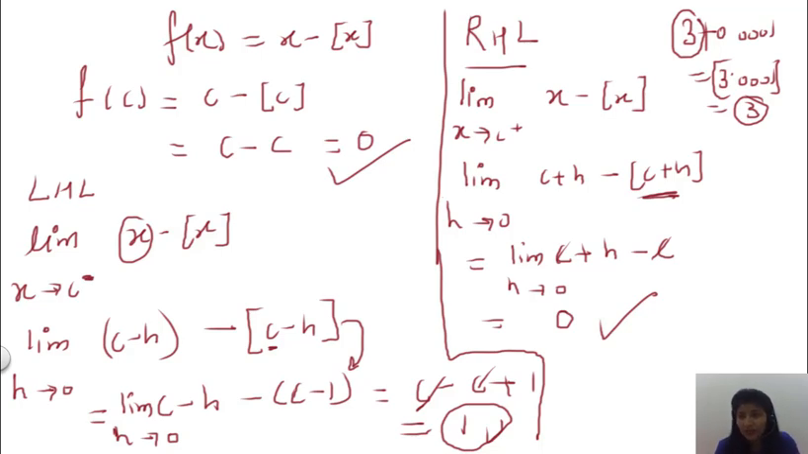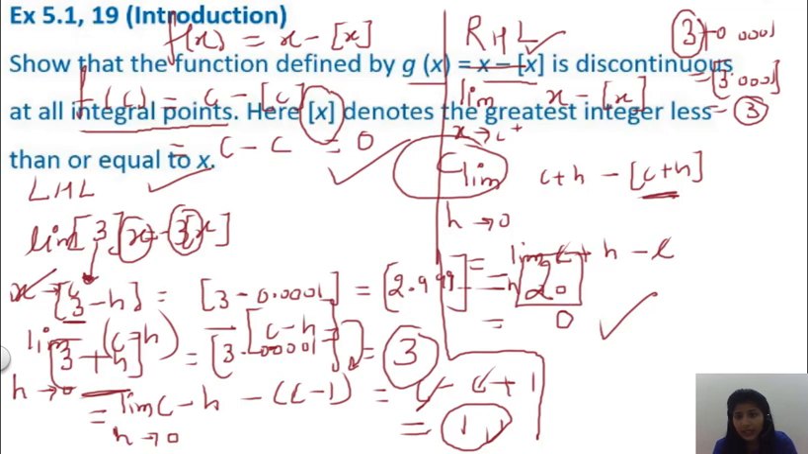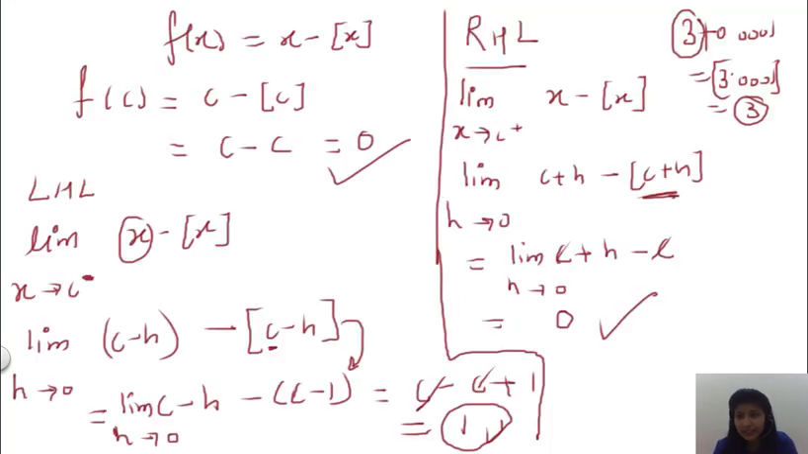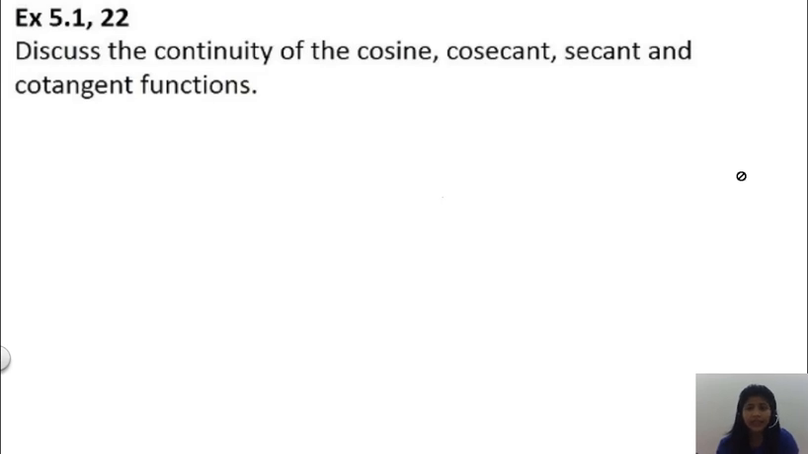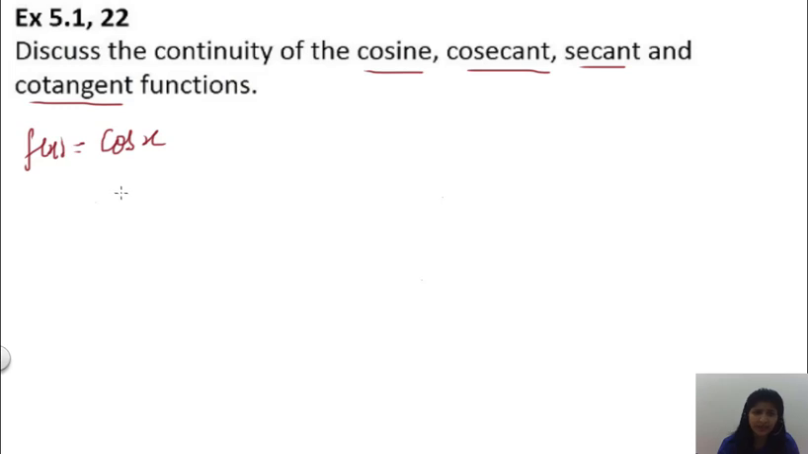Let us go to the last question for today's discussion. Yes, this question we have already discussed. Here comes the last question of the exercise which we are going to discuss today. What do we have to do in this? We have to discuss the continuity of cosine, cosecant, secant and cotangent. For cos, suppose cos of x is the function. Now we will check it at any value. Let the value be c, where c belongs to any real number. Capital R is for real numbers.